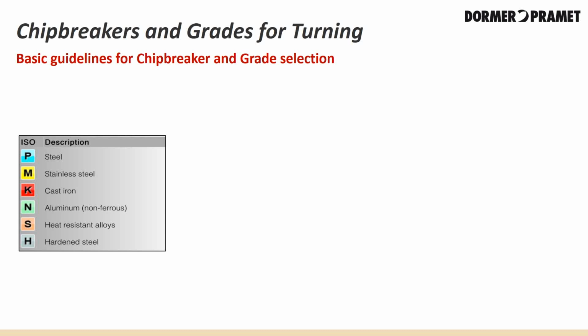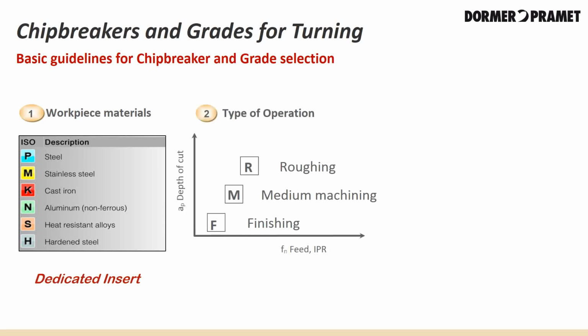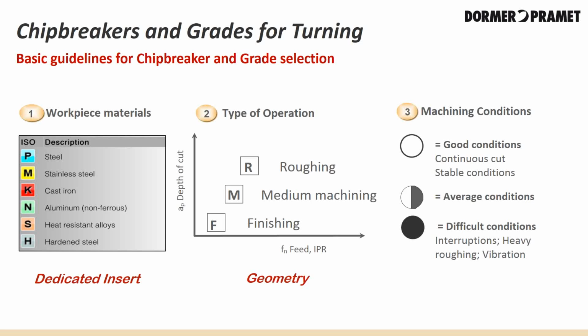3 basic guidelines to keep in mind when choosing an insert. Dedicated inserts are meant to work in certain ISO application-specific workpiece materials. The chip breaker geometry is specifically designed for certain operations. Different geometries are used for finishing operations than you would use for medium machining or roughing operations. Insert grades are specifically designed to perform best in certain materials and under certain machining conditions.